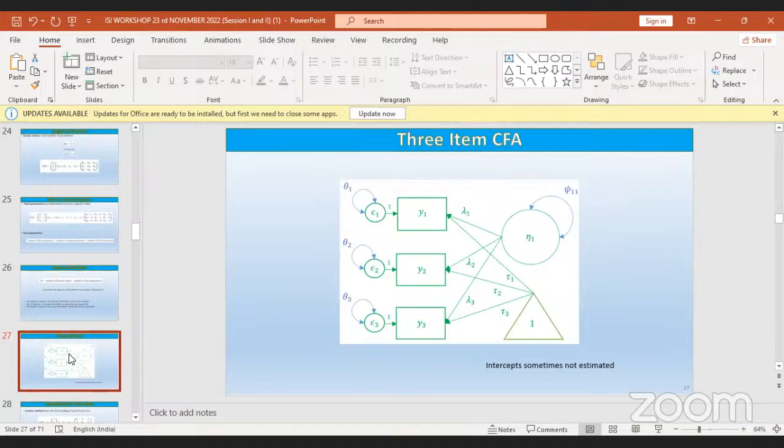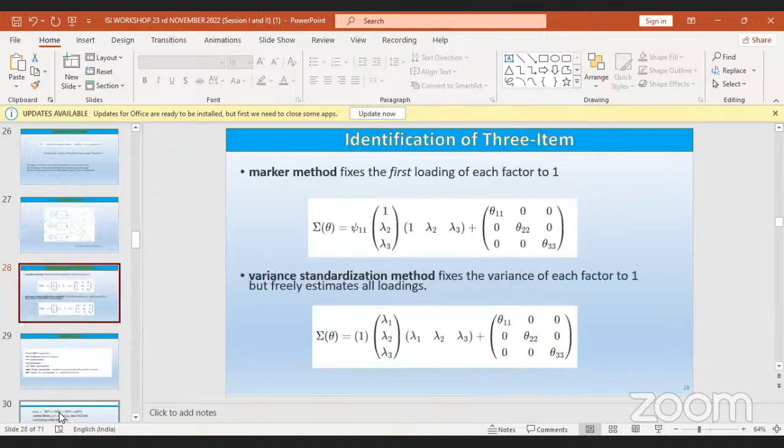Now in 3-item CFA, this is 3-item CFA. So only one factor is there, but 3 items or indicator variables are there. Now, this is the method of identification of 3 items, where we put the first loading of each factor to 1. This is the marker method.